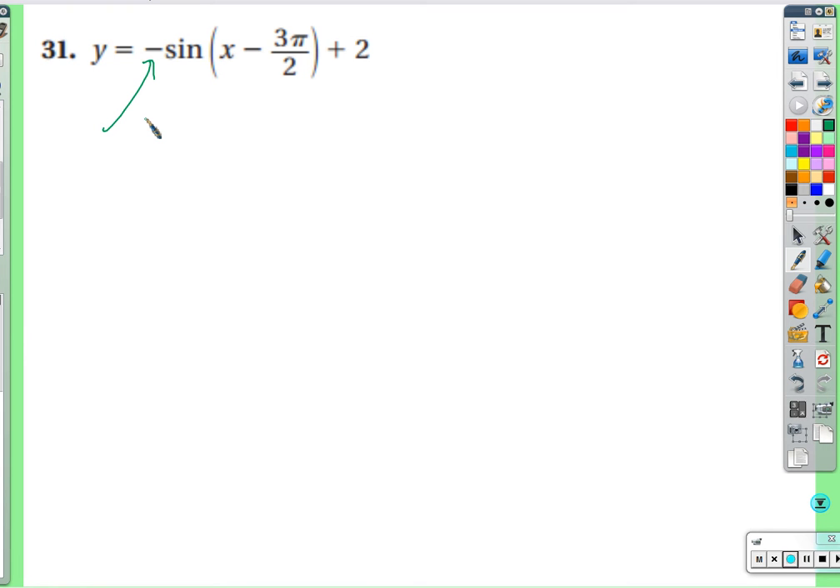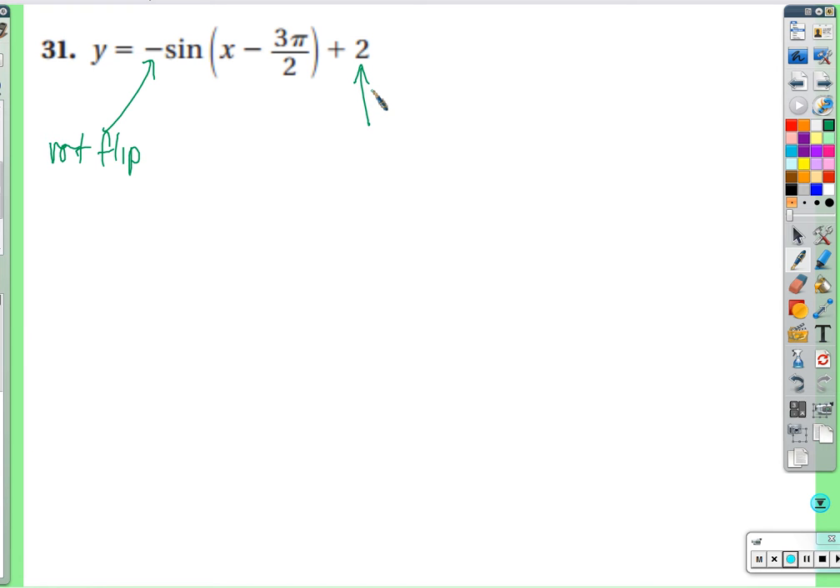What do we expect to happen with this negative input? Flip it over, a vertical flip, but it doesn't change the amplitude. The amplitude's the same. It just means that it's going to go down before it goes up. That's right. So it'll start here, it'll go down instead of going up. It's the opposite of what the sine wave does.